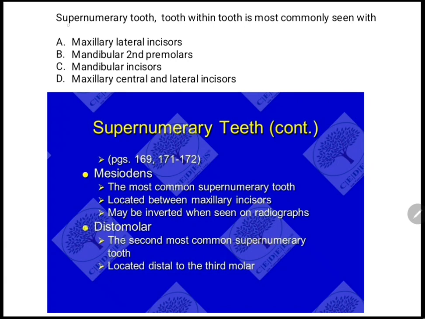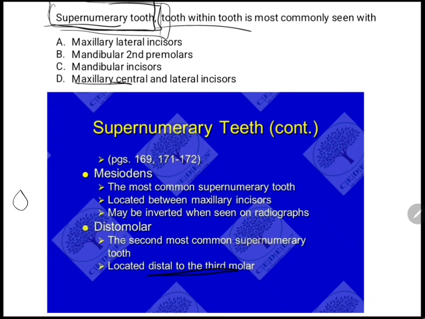Now, this question is, supernumerary tooth or tooth within tooth is most commonly seen with. Now, the problem with this question is there are two separate conditions which they have asked. So, if we cut them into separate conditions, when you talk about supernumerary teeth, which is basically an additional or an extra tooth, most commonly what we see is the mesiodens. The mesiodens, which is located in between the two central incisors as an extra tooth. This is the most common type of supernumerary tooth, and that is seen between the maxillary central incisors. After that, the second most common one would be the distomolar or an extra molar, which is located distal to the third molar. So in supernumerary teeth, the most common one is seen in relation with the maxillary central incisors.